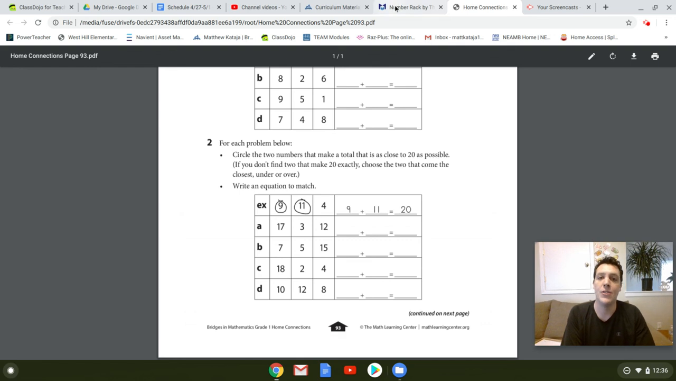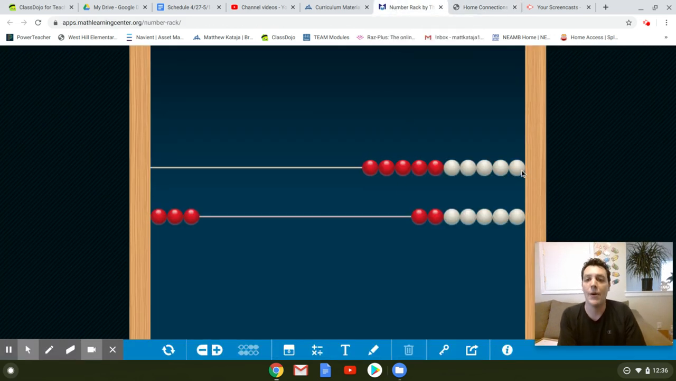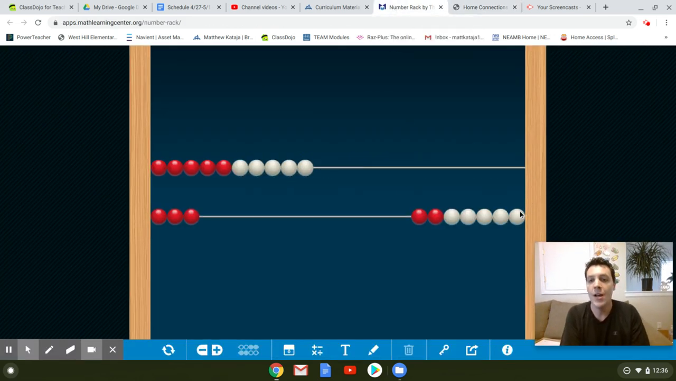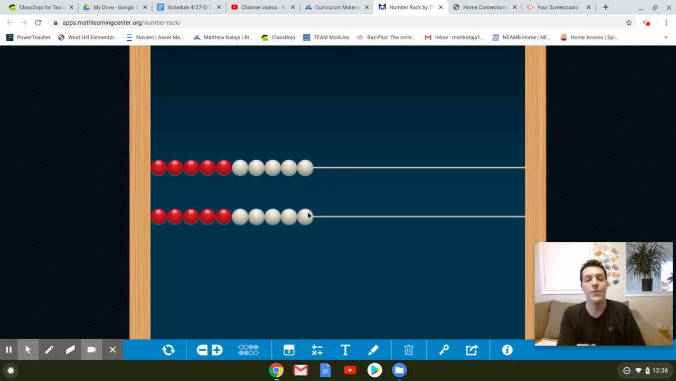If you want, you can use your number rack by clicking on the app or just clicking on the link that I show you. Play around with it. The students should be familiar with it. We used it in the classroom, and have fun making 10s and 20s.